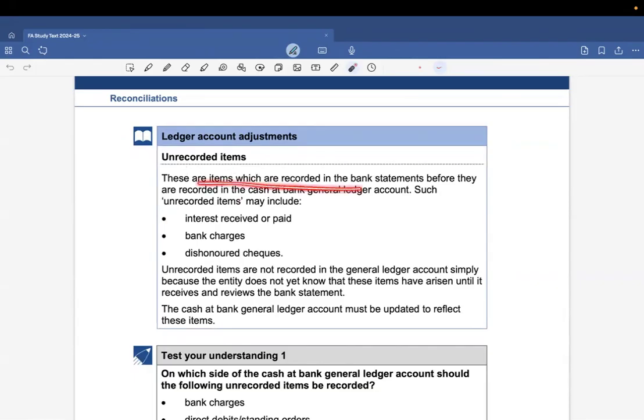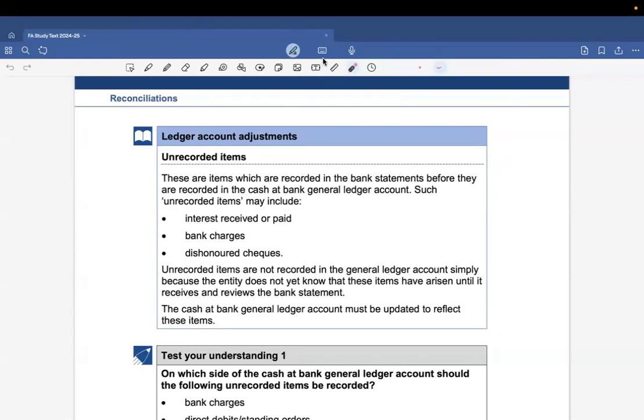These are items which are not recorded because we haven't actually taken them in. For example, you have received interest in your bank account, but you don't know that until you take the statement, right? So your cash book remains less and the bank balance remains more. Understood the logic?